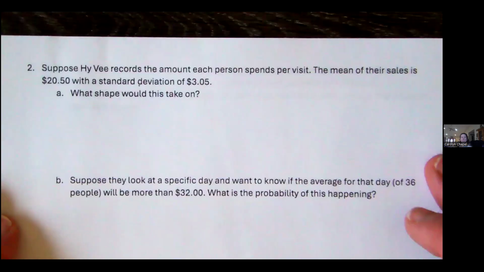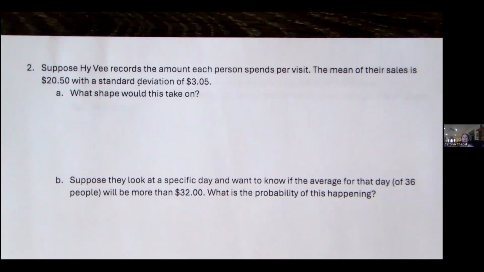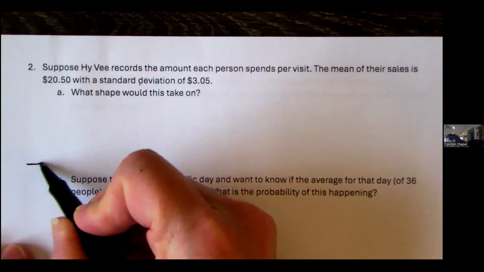Let's do another example. Okay, let's suppose Hy-Vee records show the amount that each person spends per visit. The mean sales is $20.50, standard deviation of 3.05. First thing I ask is, what shape would this take on? And this is really a guess, because you're kind of trying to figure out, okay, what would it look like? Does it take a normal curve on, where we have a lot of people in the middle, a few on the bottom, and a few on the top, which could be the case. I don't know if that's the case.